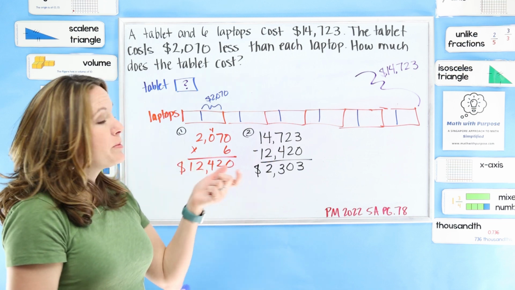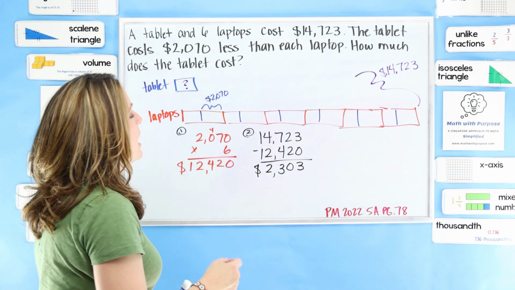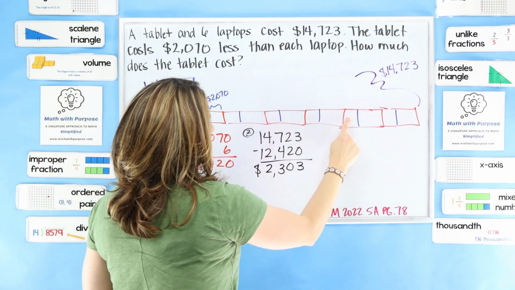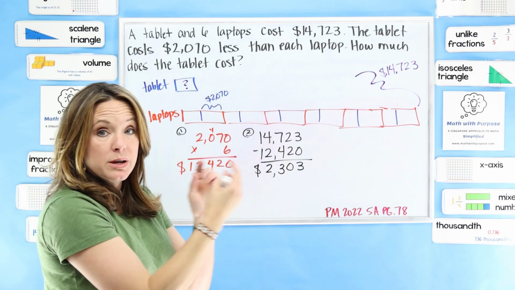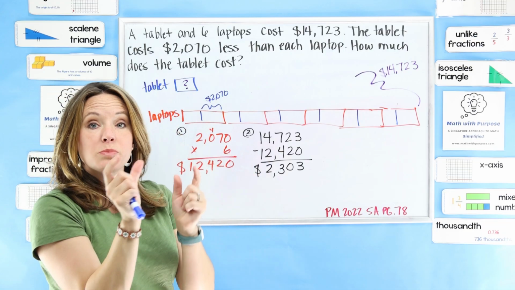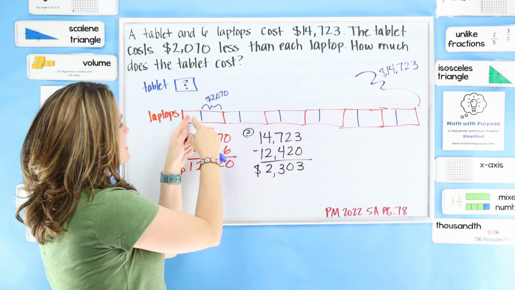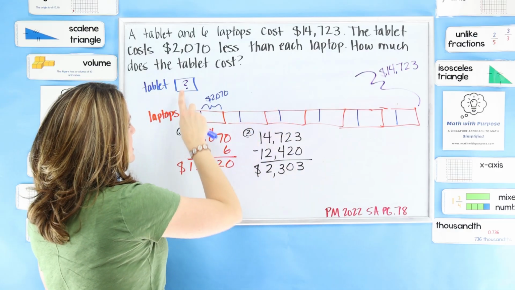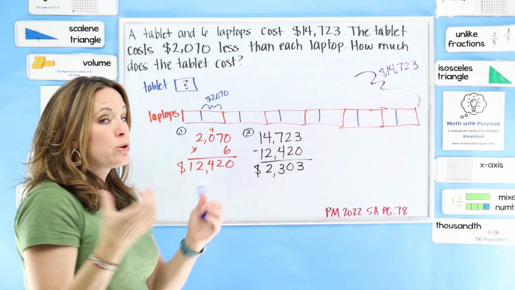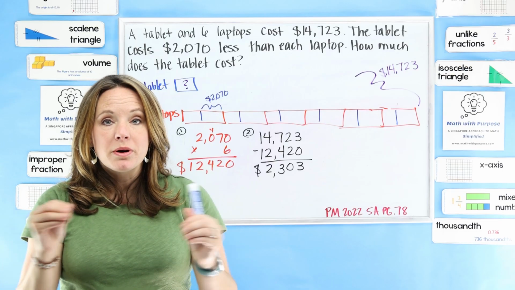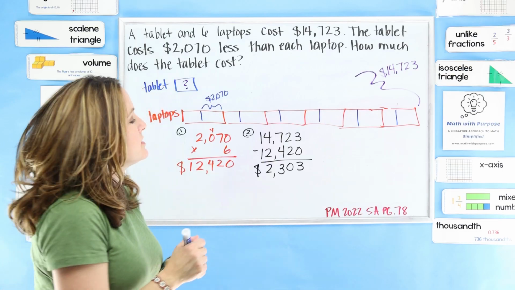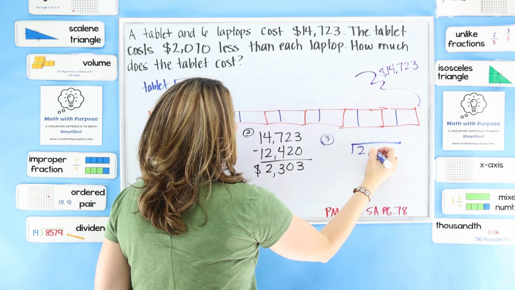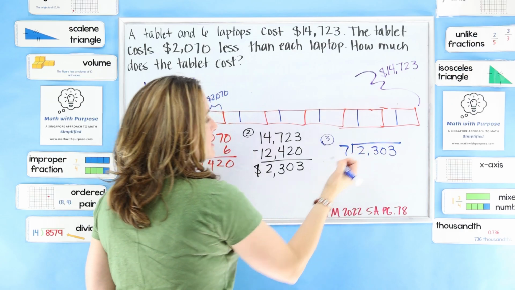What do you notice? Remember, let's go back to our visual and let's take a look at what we have. We have these tablets, 1, 2, 3, 4, 5, 6, 7. Now remember, even though these are laptops, I'm saying tablet because we know the cost is part of that. Because the cost of a laptop is the tablet plus this, right? So we really have 7 of this same quantity. So if I have a total and I want to split it up among 7 equal groups, what operation is that? Division. So my third step here is to take 2,303 and divide it by 7.